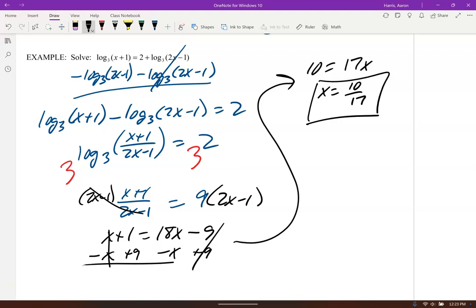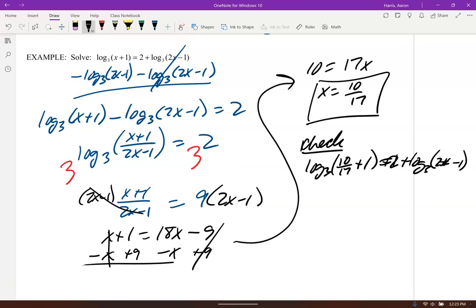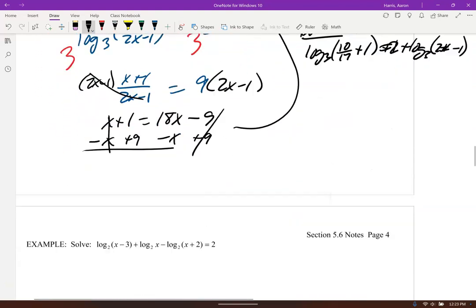And then go ahead and punch that in. Let's check that. Log base 3 of 10/17 plus 1, that's okay. Plus log base 3 of 2 times 10/17 minus 1. If I go 2 times a positive number, 2 times 10/17 minus 1, I'm okay there. So I'm okay. That'll work out for you. Satisfies your domain.